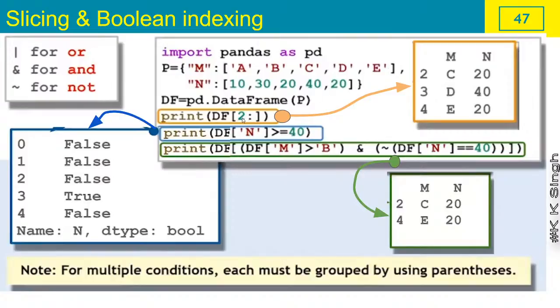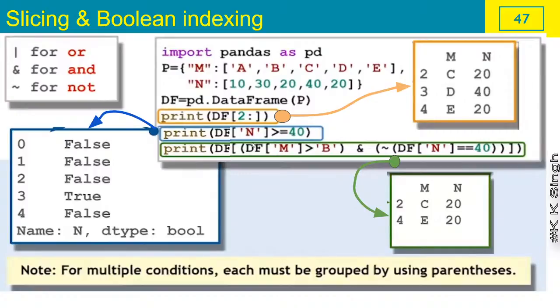तो आप कहाँ से स्टार्ट कर रहे हैं? 2 से, 2 onwards. So you will have to print 2 onwards all the values of both the columns, all the rows starting from 2 till the end and having columns m and n. So here on index number 2 there are C, D and E, and the values are 20, 40 and 20. So this is the output.